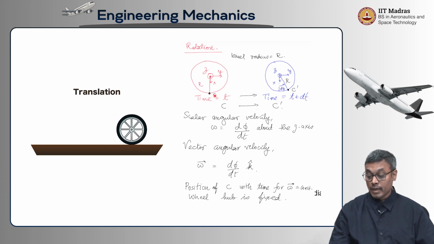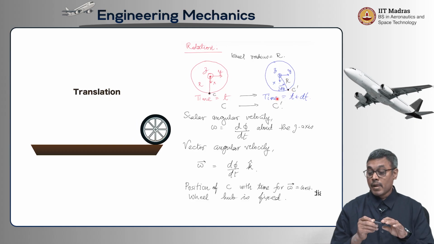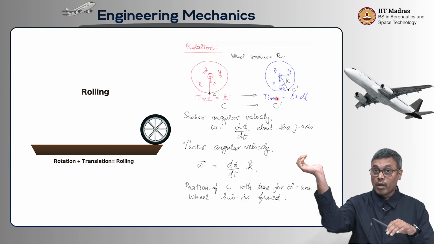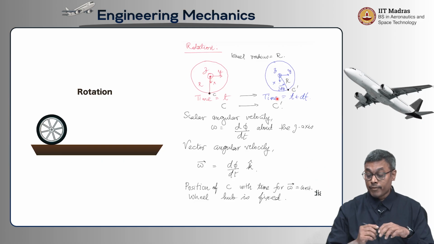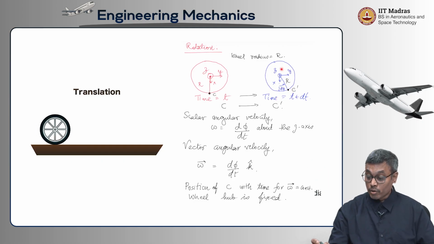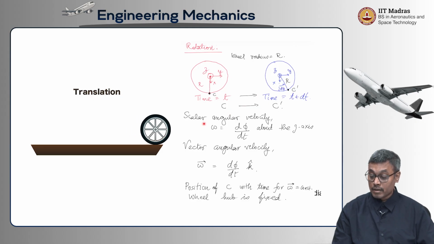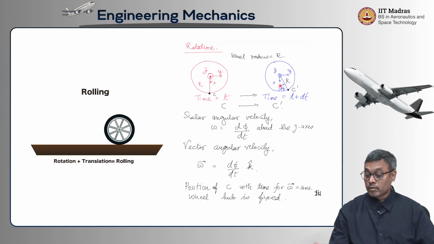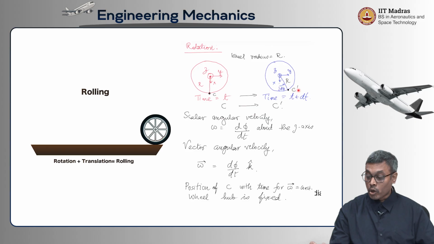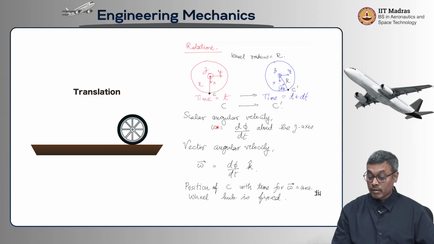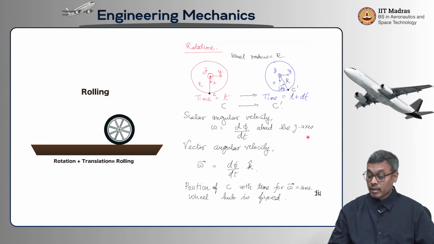So point C has moved to point C dash because the whole wheel is rotating out of the plane of the board. My thumb is pointing away from the plane of the board. So if I do this, then C goes to C dash. This angle through which this radius, this spoke R, rotates is called d phi. This scalar angular velocity is defined as d phi dt about the z axis.